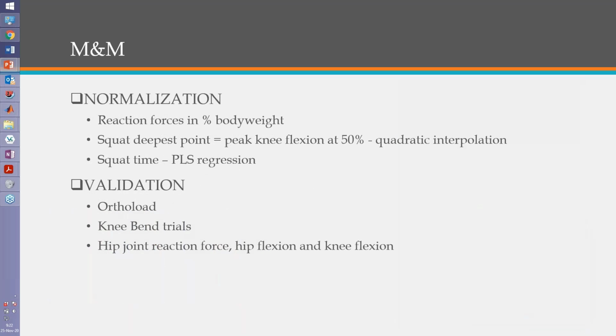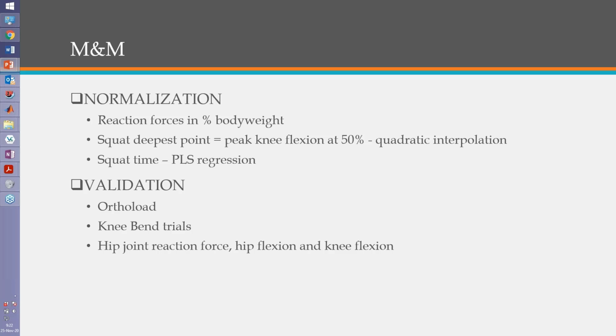Data were then normalized, first for direction forces in terms of body weight. Then the deepest point of the squat was defined as the peak knee flexion. That was then the 50% point of our motion. We used a quadratic interpolation to establish that. The squatting time was aimed to be around 4 seconds, but even with training, there's always some slight inter-individual variation. And in order to normalize that, we used the partial least squares regression method.